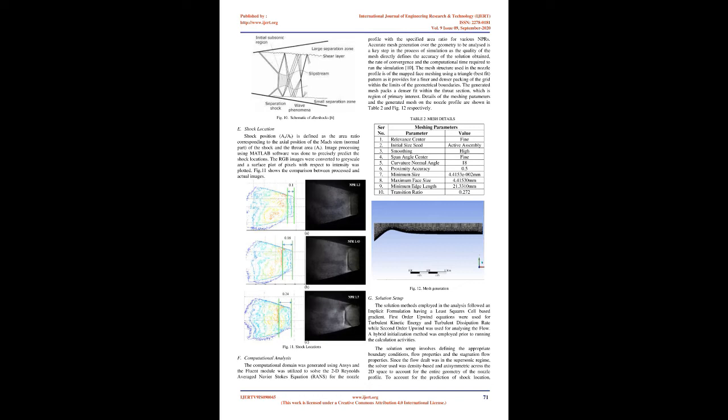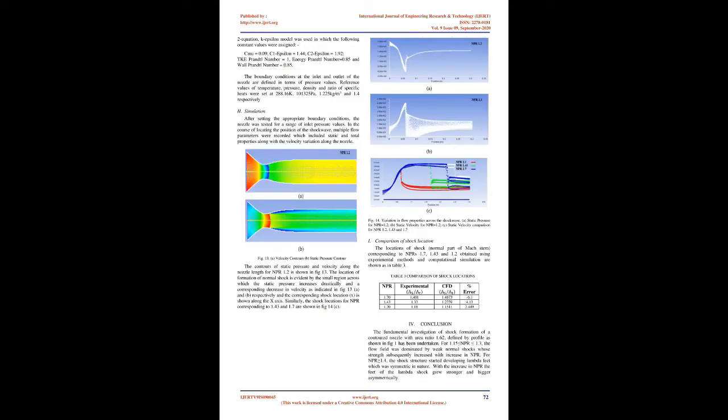E. Shock location. Shock position, As/At, is defined as the ratio of the area corresponding to the axial position of the Mach stem, the normal part of the shock, and the throat area, At. Image processing using MATLAB software was done to precisely predict the shock locations. The RGB images were converted to grayscale and a surface plot of pixel intensity was plotted. Fig. 11 shows the comparison between processed and actual images. Fig. 11. Shock locations.